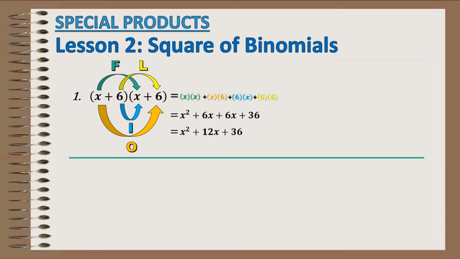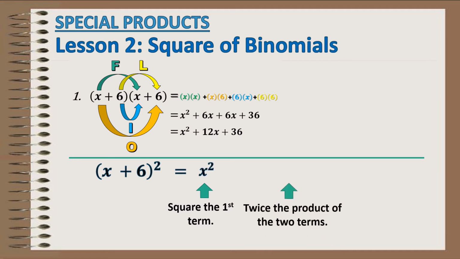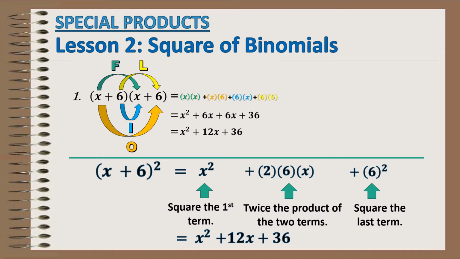When we apply the rule, we can have the quantity of x plus 6 closed quantity squared is equal to square the first term, we have x squared. And then, twice the product of the two terms, we have plus the quantity 2 times 6 times x. And last, we square the last term. Our last term is positive 6, so that is plus quantity 6 squared. And our final answer is x squared plus 12x plus 36. So we have similar answer with the FOIL method.